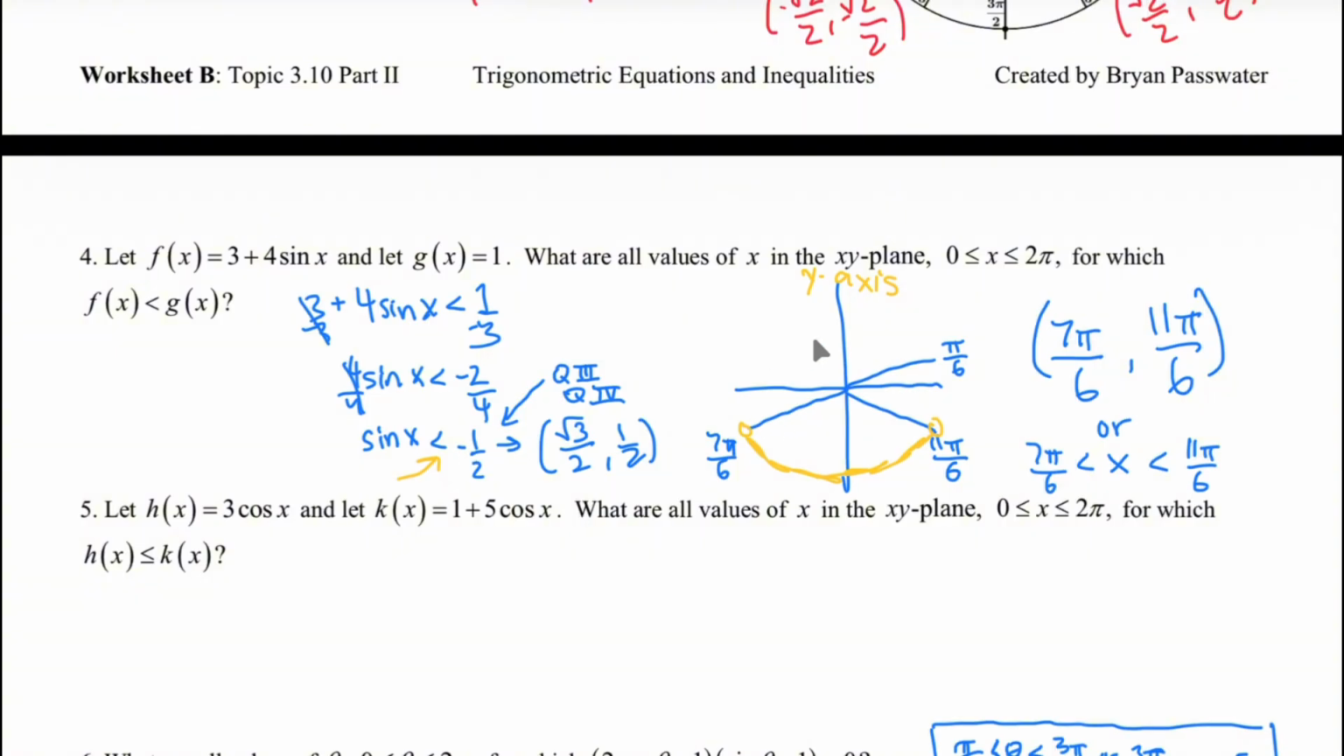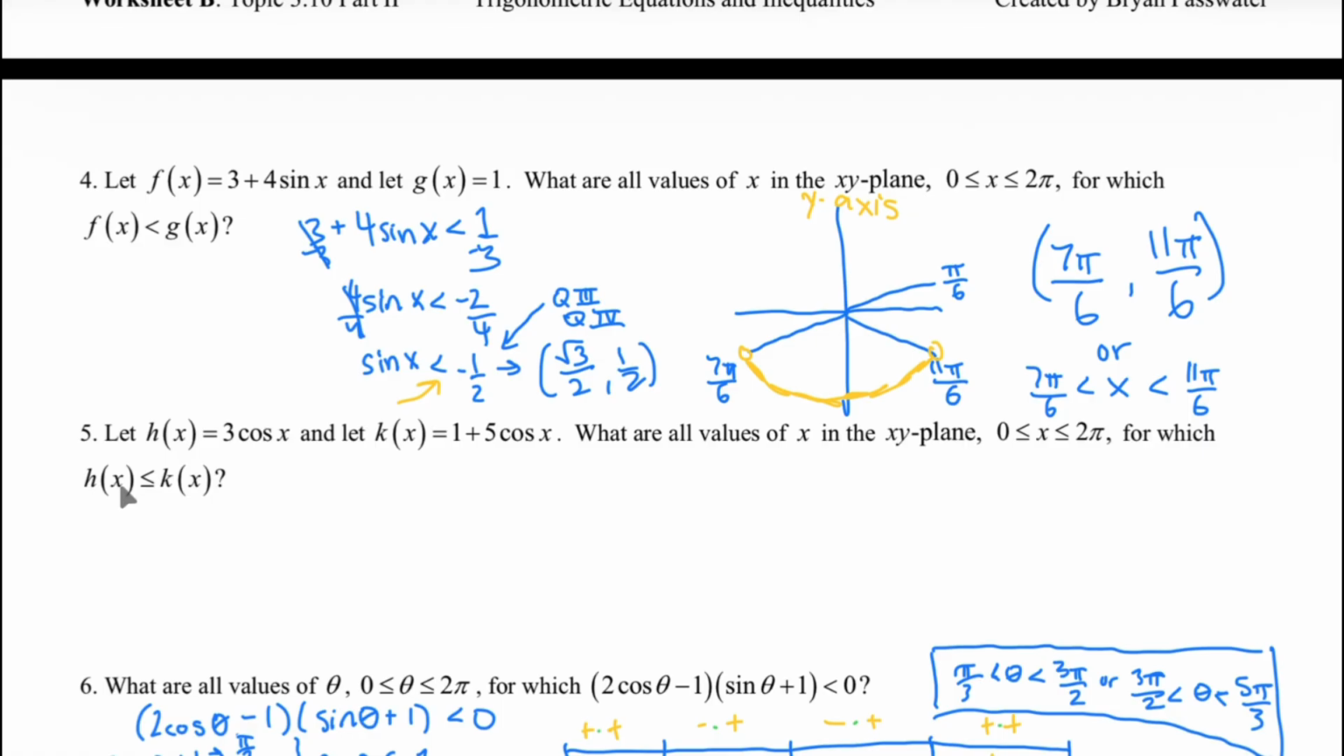Then I found where -1/2 is on the unit circle, and then found out which section is sine of x, or the y-axis, less than -1/2, which is below. And this was the sign here. It was just less than, so it had to be open dots. And it became like that, or you could write it like that.